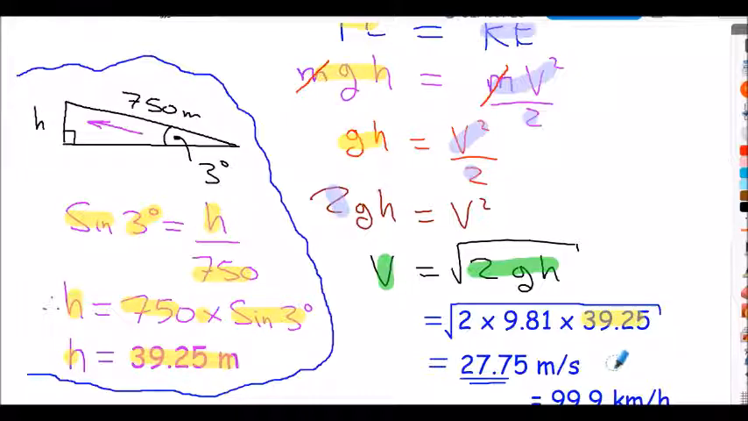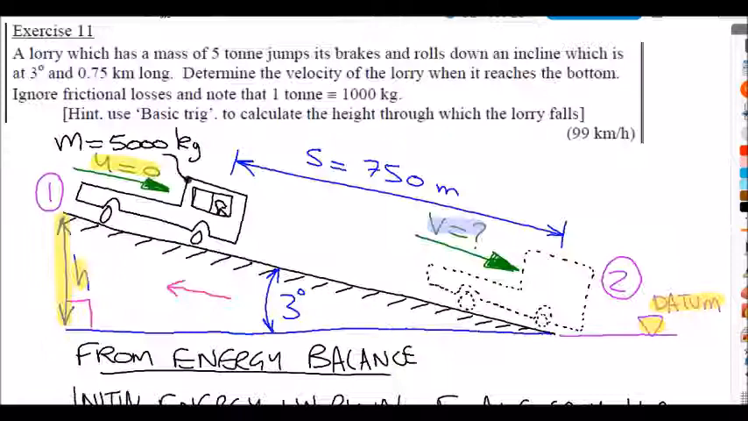Evaluating, the velocity at the bottom of the incline is 27.75 meters per second. And if you convert that to kilometers an hour by multiplying by 3,600 and dividing by 1,000, that's about 99.9 kilometers an hour. So there's our full solution for exercise 11.